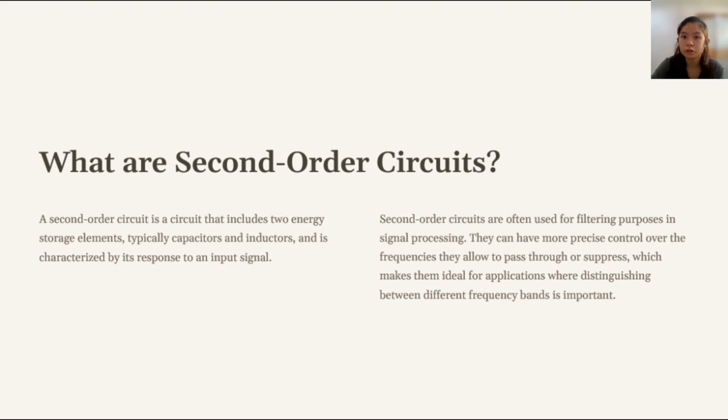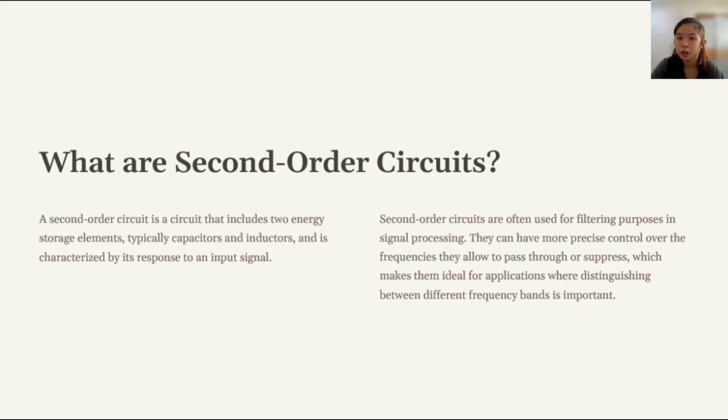A second-order electrical circuit involves two energy storage elements, typically capacitors and inductors, and is characterized by its response to an input signal. These circuits are called second order because they have two reactive components, which means they can be more selective in filtering signals than first-order circuits, which only have one reactive component.